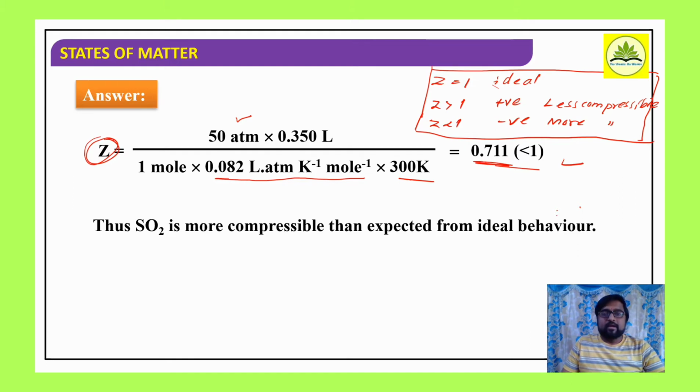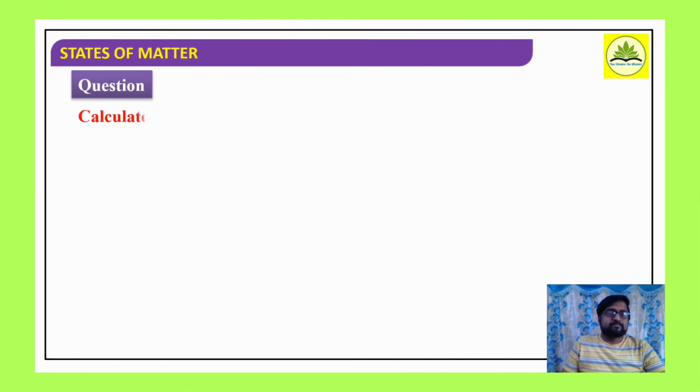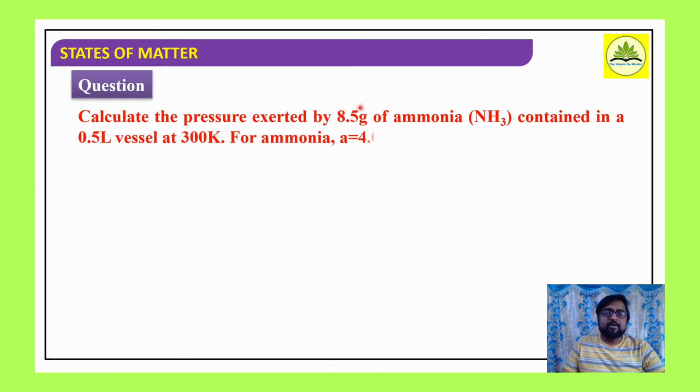Okay, the second one. Calculate the pressure exerted by 8.5 gram of ammonia contained in a 0.5 liter vessel at 300 Kelvin temperature. A and B, the pressure correction and volume correction values, are given. A is equal to 4 atmosphere liter square per mole square, and B is 0.036 liter per mole.